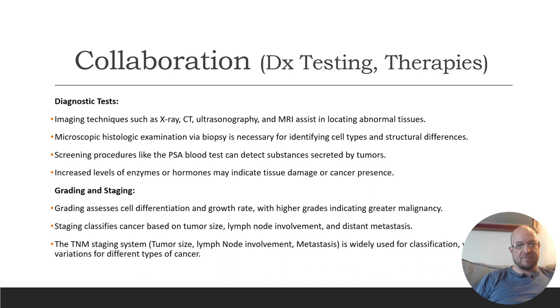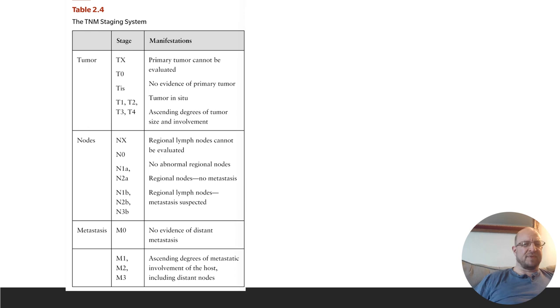And I'll keep this up here for a minute. So the tumor has several stages there, and you can see the manifestations. The same thing with nodes, stations, and metastasis. So M0 being no evidence of distant metastasis. And then you have M1, 2, and 3.